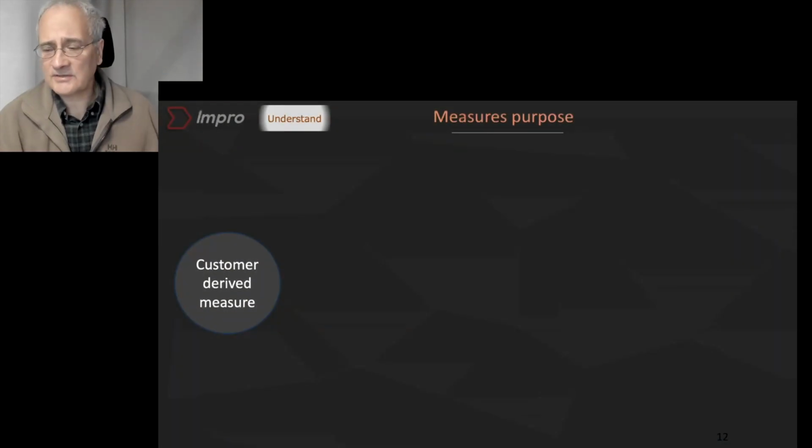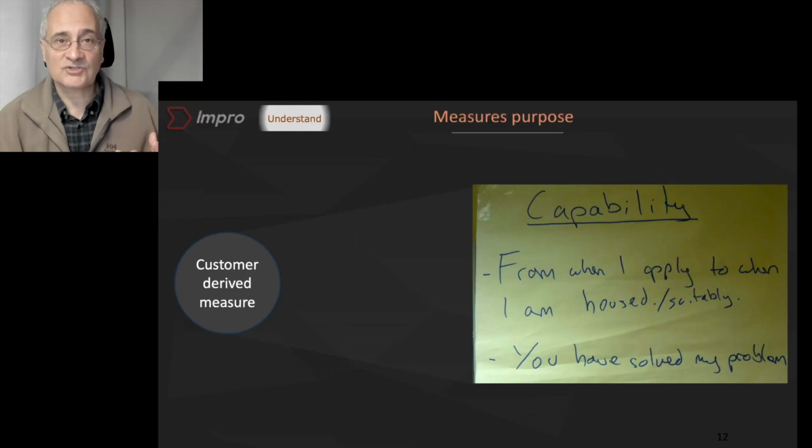And the next thing I then did is ask the team, so if you were a person in need of housing, how would you measure how well the service works? Now, what they immediately came up with was, well, it's actually from when I asked to be housed to when I am housed, end-to-end time.